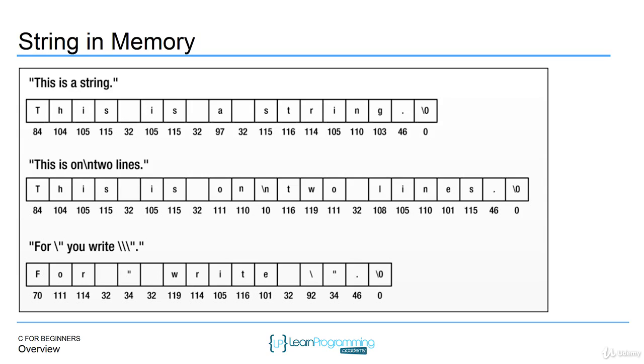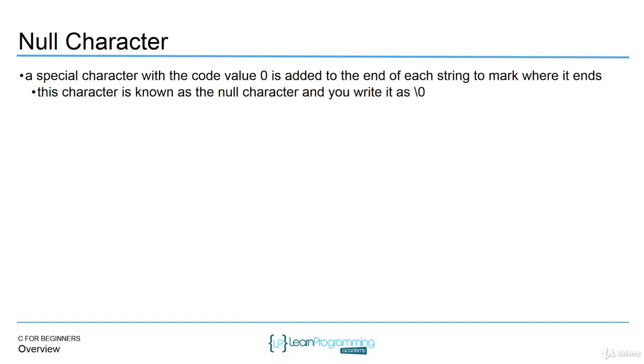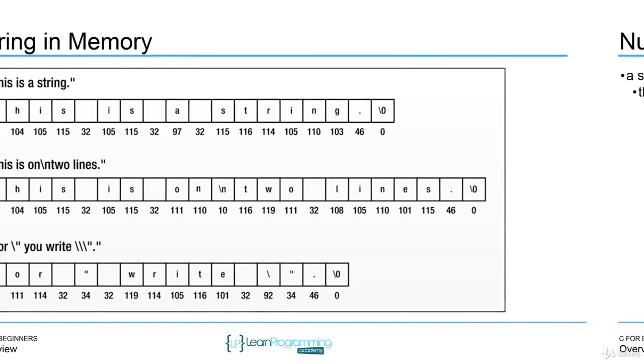And you should notice that the string in memory always has at least one more byte for that \0, which is the null character. And that's what I want to talk about, this null character. It's a special character with the code value 0. It's added to the end of each string so that the compiler knows where it ends, and also when you run it. This character is known as the null character, and you don't just put a 0 in it, you put a \0. And that's what was in the previous slide, right, at the very end.